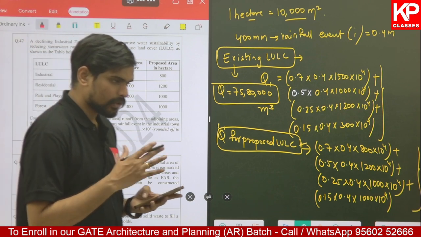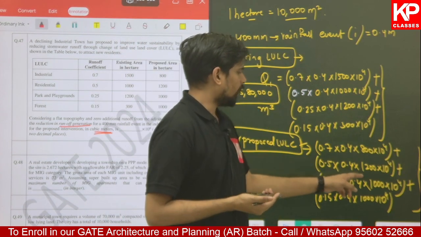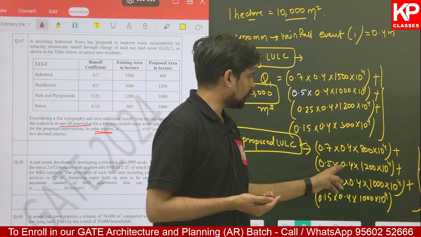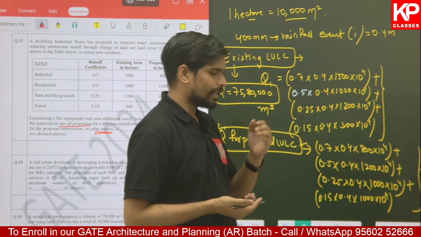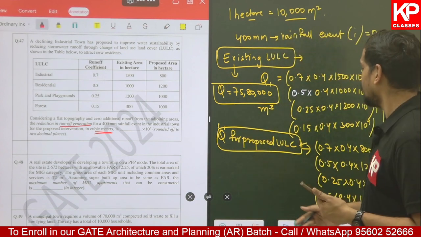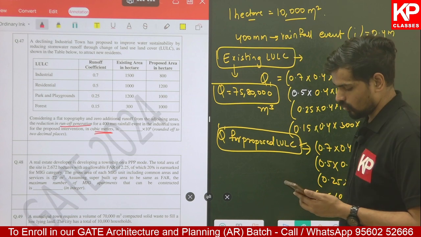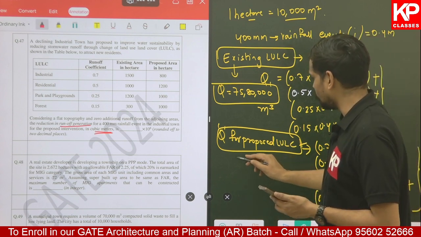You can simplify if you are feeling that the calculation is too lengthy. You can simplify it actually over here. This value of 400 divided by 1000 into 10 to the power of 4, you can simplify it if you wish that way, and you can use the value 400 as it is and multiply it with only 10. Whatever you feel is convenient.